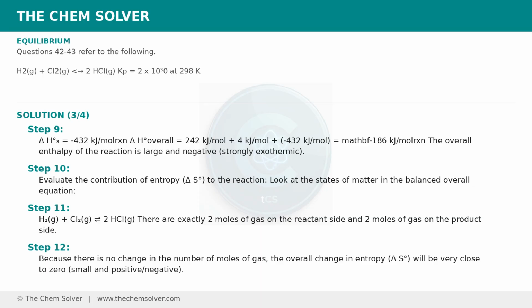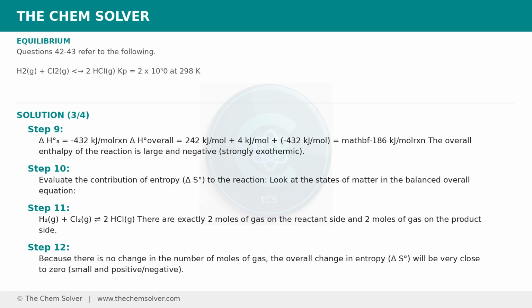Delta H degrees overall equals 242 kilojoules per mole plus 4 kilojoules per mole plus minus 432 kilojoules per mole, equals minus 186 kilojoules per mole of reaction. The overall enthalpy of the reaction is large and negative, strongly exothermic.